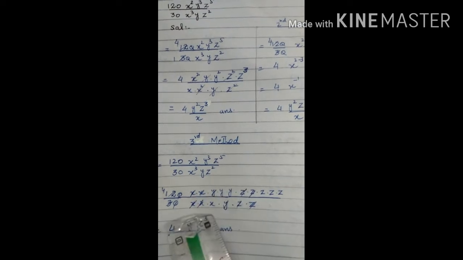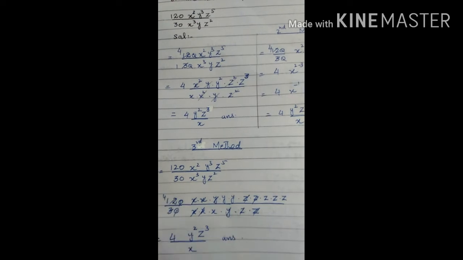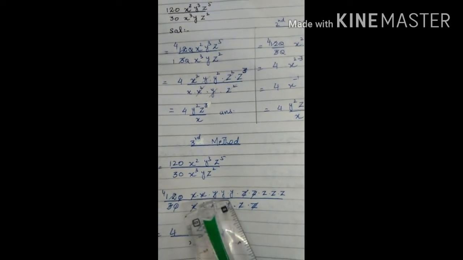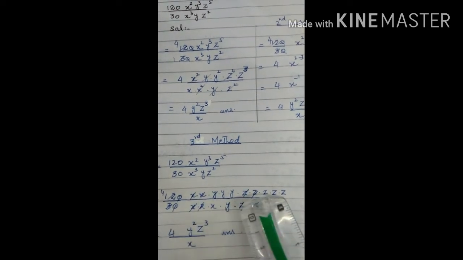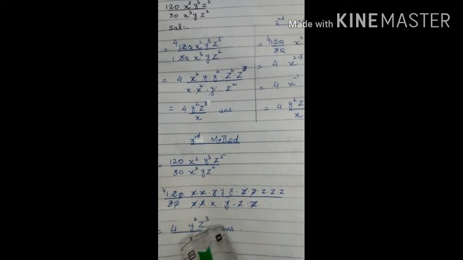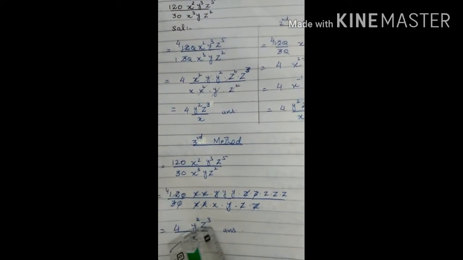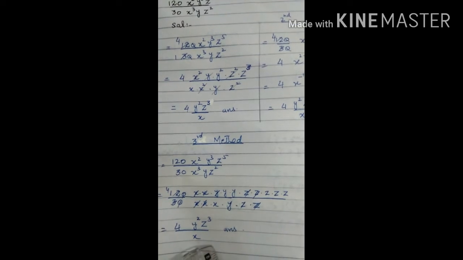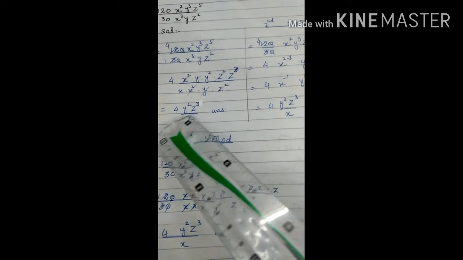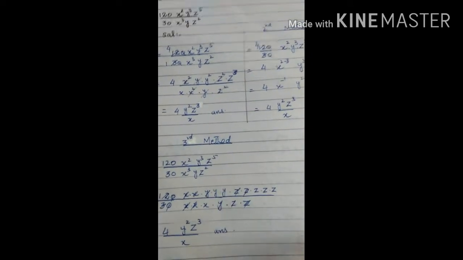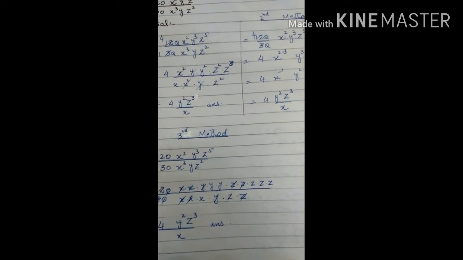Cancel whatever values can be cancelled. So the remaining value is 4. Y, we have 2 y's that cannot be cancelled, so y square. Z, 1, 2, 3 powers of z, z cube is here. Only one power of x remains in the denominator: 4 y square z cube over x. Now in the three methods of the same question, we have the same answers. You can solve one question in different methods.